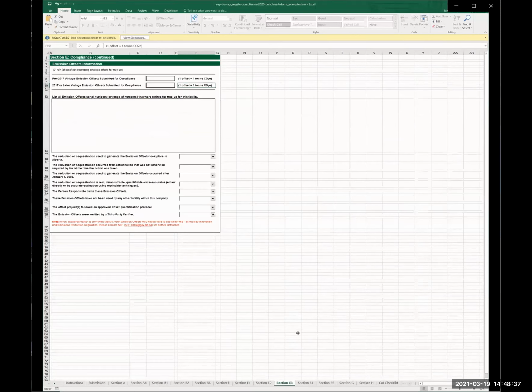Section E3 is for reporting the emissions offsets that are being used for compliance. Credits are reported by vintage, either pre-2017 or later, in order to ensure that the corresponding usage limits are met. Please list the serial ranges being retired for compliance in this portion of the form. Check these ranges carefully as they are often a source of error in compliance reporting. Also answer the questions at the bottom of the tab regarding the validity of the offsets being used.